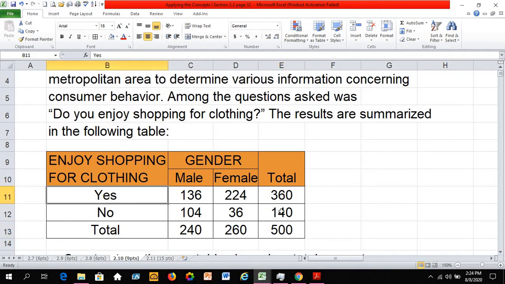Now for yes, there are a total of 360. For no, a total of 140. For male respondents, there are a total of 240. For female respondents, there's a total of 260. So respondents according to gender are almost equal. It's just a difference of a few percent or a few numbers.